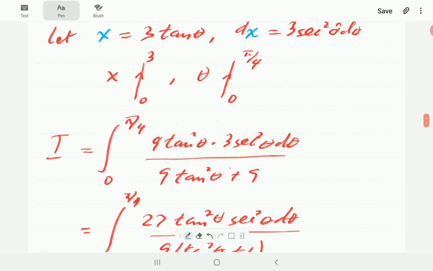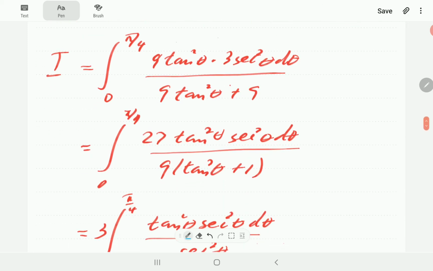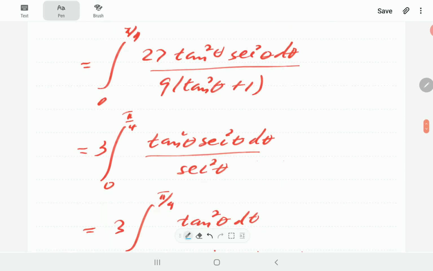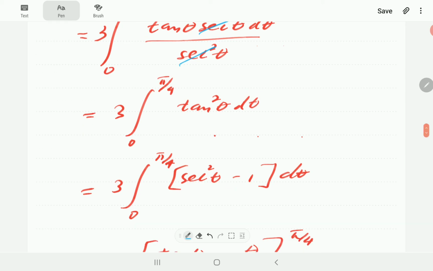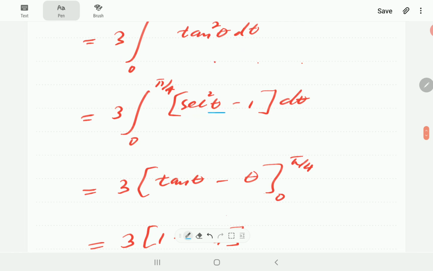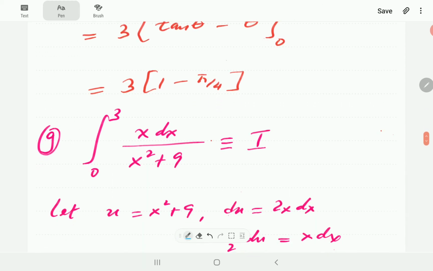Alright, so the integral is going to be: x squared is 9 tangent squared, dx is 3 secant squared theta, and that's going to be the denominator. If we factor out 9, tangent squared plus 1 is secant squared, and so this is going to cancel out. So we just have the integral of tangent squared, which if we write in terms of secant, can simply be integrated to tangent minus theta. Then if we plug in the limits, that's going to be the value of the integral.